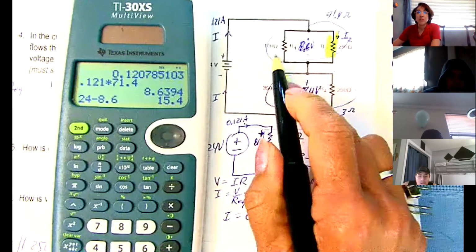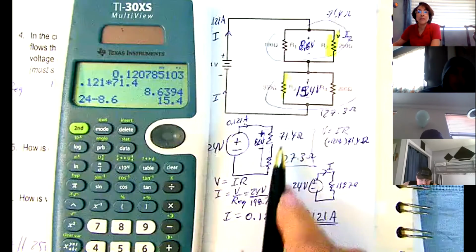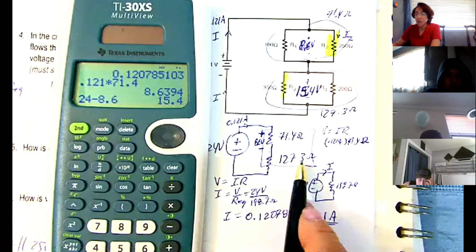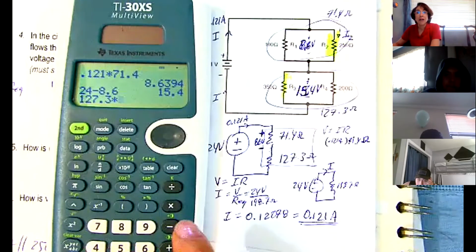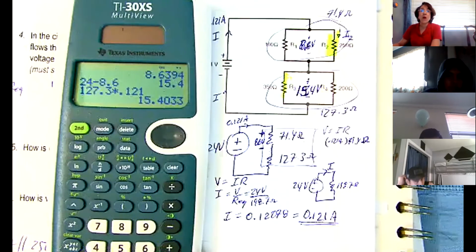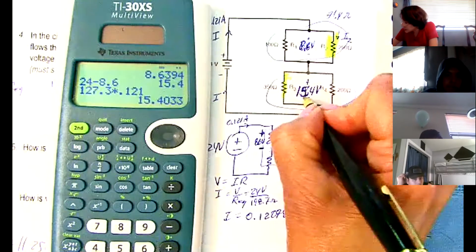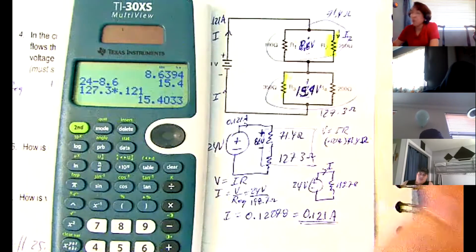When these two currents add up together, they're going to be 0.121. Let's come right here: 0.121 multiplied by this resistance, the 127.3. What is that? 127.3 times 0.121. What do you know? It's still 15.4 volts. Okay, so we did it both ways. It gives us 15.4 volts.